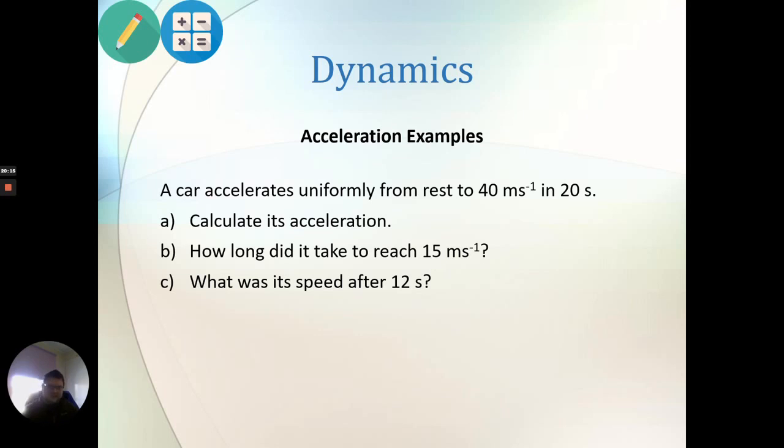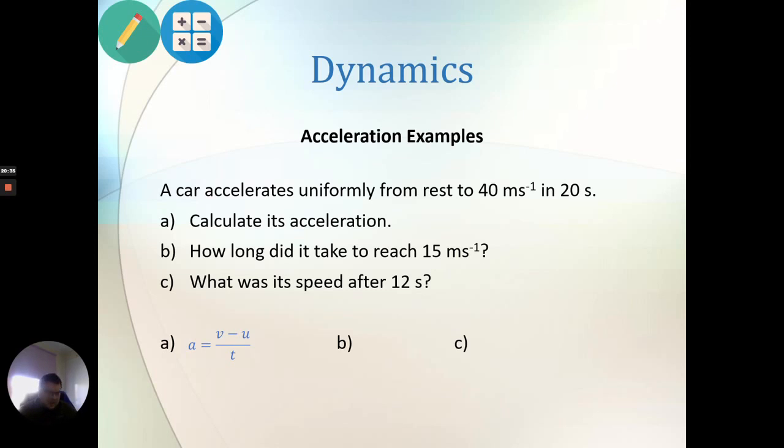If it's rest, the number is 0. So we're first to calculate the acceleration. Okay, so we've got the different parts here. So again, first thing we always do is put in the formula. Our formula is A equals V minus U over T. Then we substitute in the numbers.